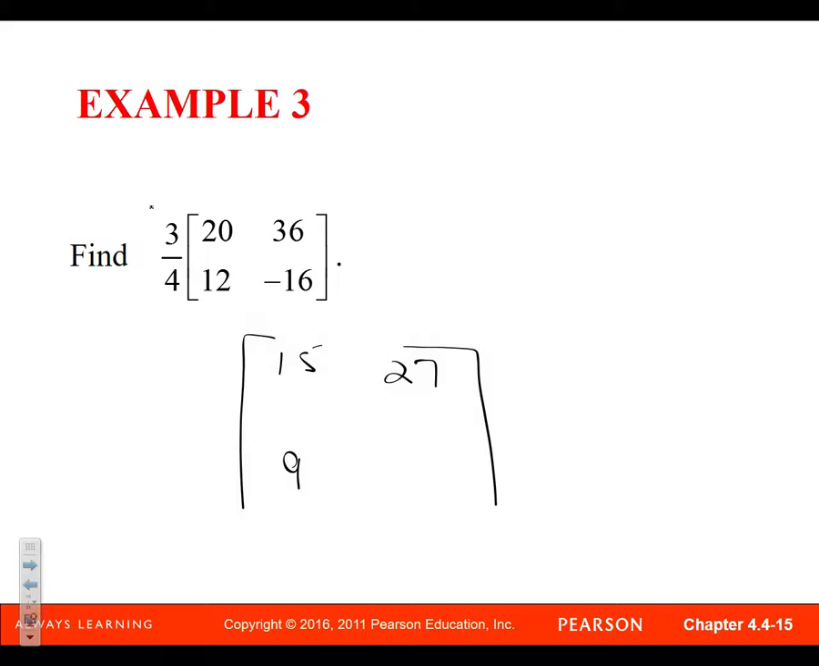27. And 3/4 of 16 would be -12. So there you go.